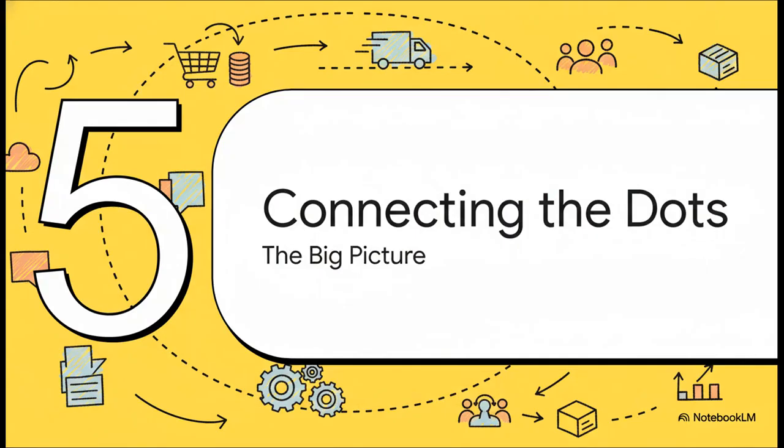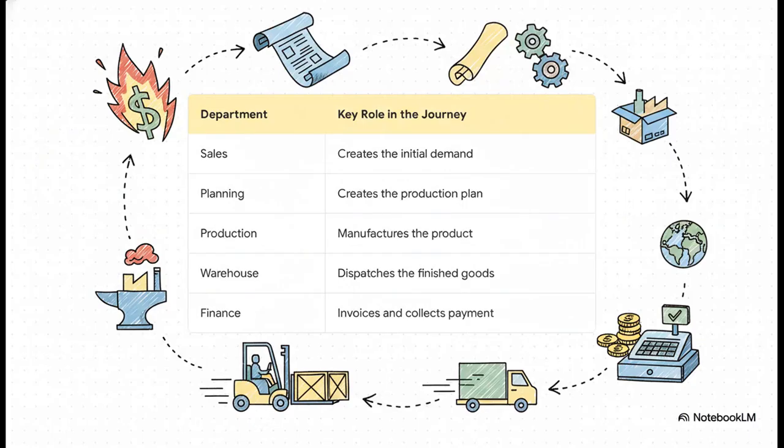Full circle. So let's just zoom out for a second and look at the big picture here. Yeah, we've followed one order, but in doing that, we've actually seen how an entire business is supposed to work together. I mean, think about the teamwork we just witnessed. Sales created that initial spark. Planning drew up the blueprint. Production actually built the thing. The warehouse got it out the door, and finance collected the payment. That's 5 different departments, all working in perfect harmony, orchestrated by one single system, all just to fulfill one order.